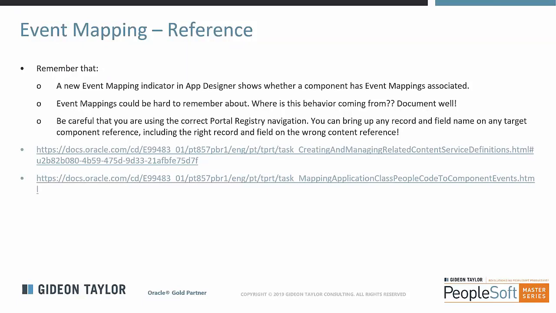It really helps for all these tools to be part of an overarching initiative to go vanilla. You want to, again, be careful to use the correct portal registry navigation. You could actually use a field and record name on a target component reference that doesn't really belong to it, so you have to be careful. And then I've got some reference materials there for you. So, questions about event mapping?